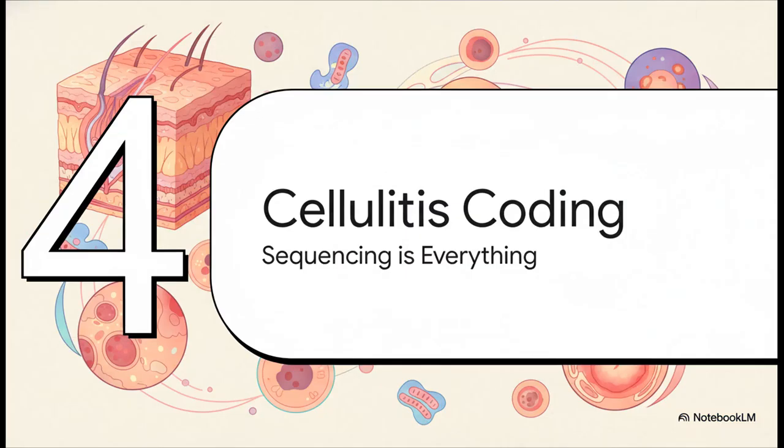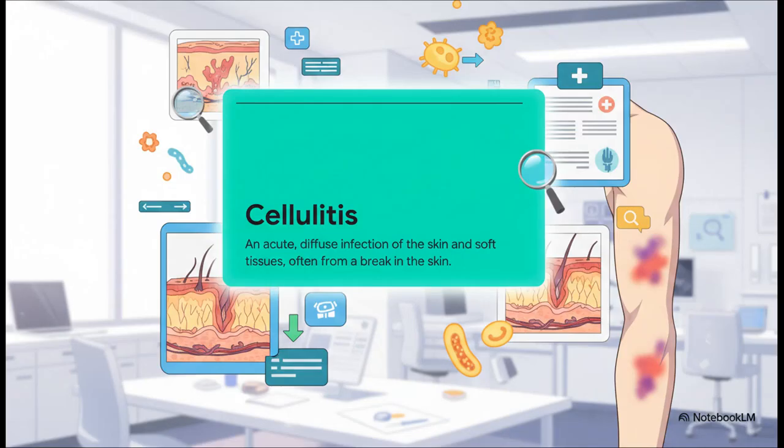All right, let's keep that momentum. Now we're talking about cellulitis. And if you thought sequencing was the main character before, with cellulitis, it basically is the entire plot. So first, what are we talking about? Cellulitis is a bacterial skin infection that's pretty common and can be serious. What usually happens is you get some kind of break in the skin, a cut, a scrape, whatever, and bacteria get in, causing all that redness, swelling, and pain.